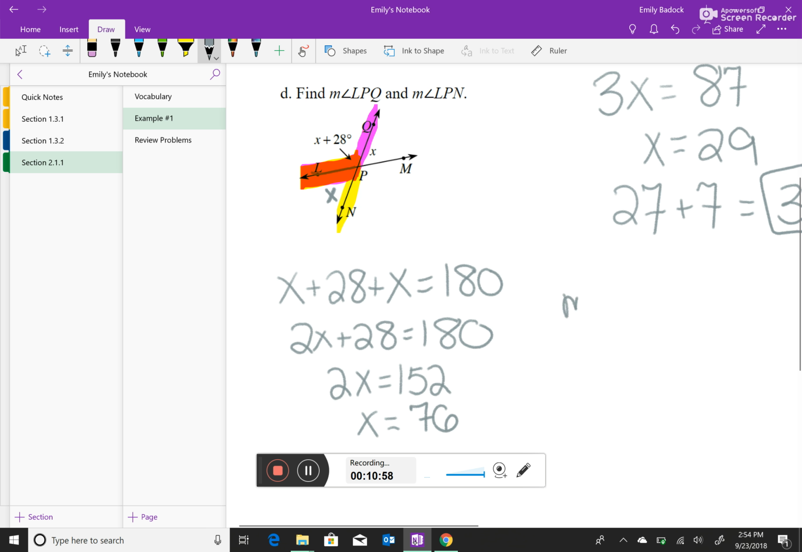So my measure of LPN is going to be equal to 76 because it's just x. My angle measure for LPQ is going to be my 76 plus 28, which is going to give me 104. Now take a couple seconds and think about how you could double check your work here. Just take 10 seconds and think how you could double check your work.